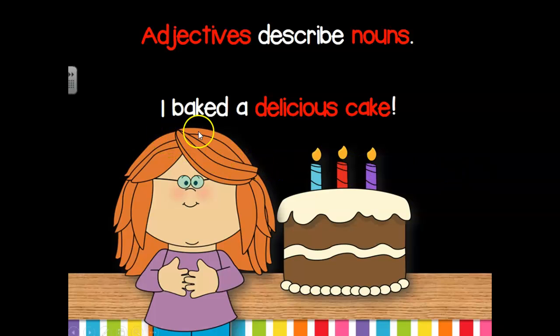Like, I baked a delicious cake. The noun is cake. What kind of cake? It's delicious. So delicious is the describing word. That's your adjective. So we modified the noun by using an adjective.